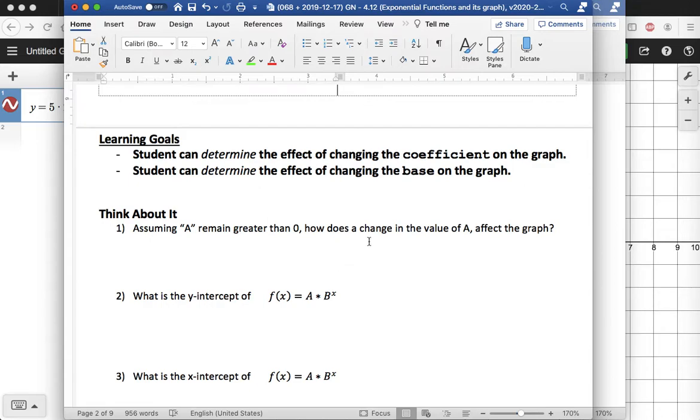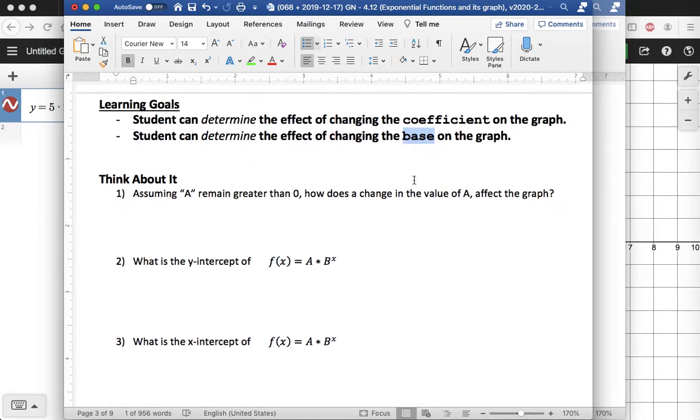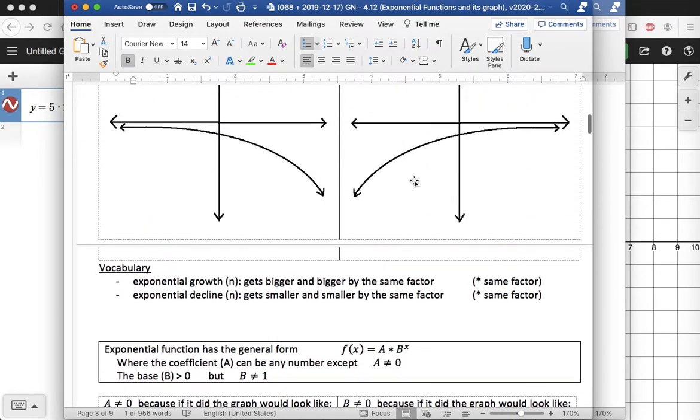Okay, so learning goal for page 3, hopefully by the end of this part, you'll be able to determine what's the effect on the graph when you change the coefficient, that's the a. So as you change the a, what will happen to the graph? You're also going to be able to determine, as you change the base, what happens to the graph.